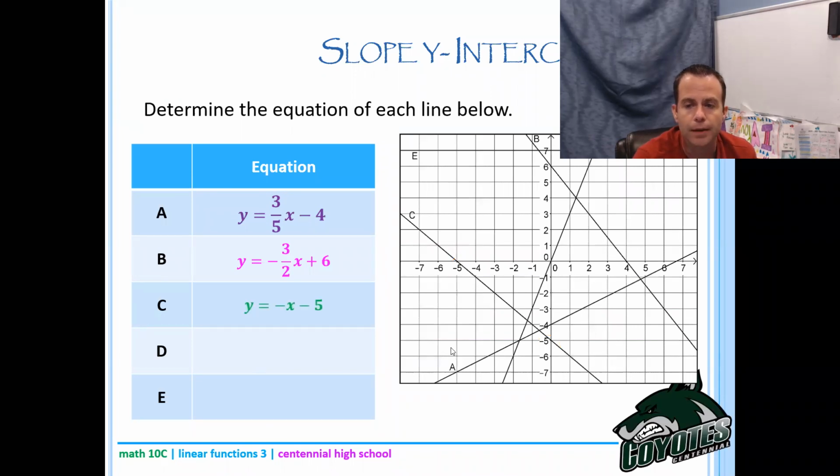Okay, and then for D, I have a y-intercept at 0, 0, so there's no b value. My slope, got to find a nice friendly point. If I go up 3 over 1, up 3 over 1, that works, so it'd be 3x. And then for E, I've got a horizontal line up here, so that'd be y equals 7. Okay?